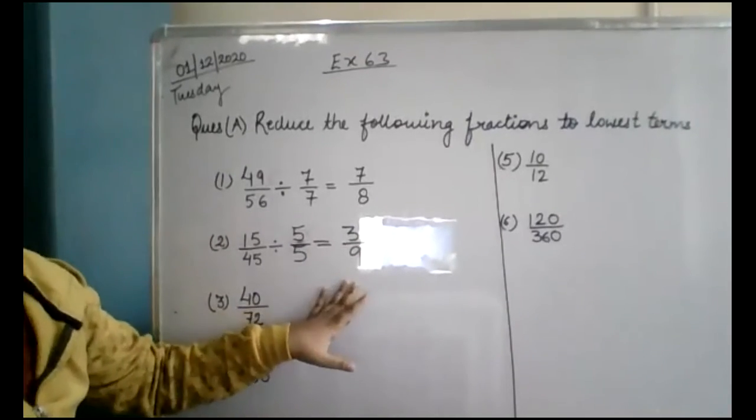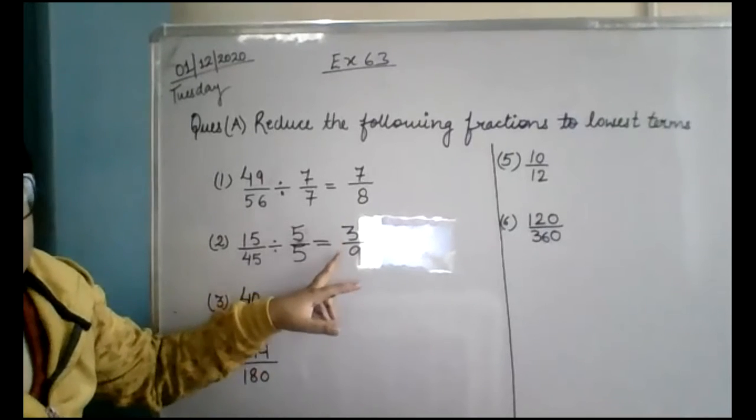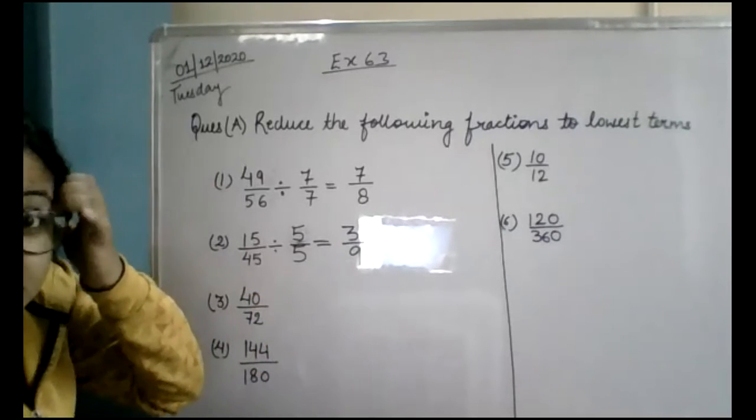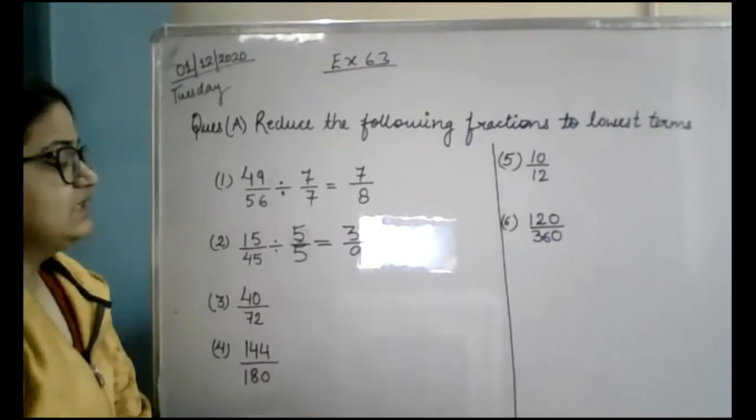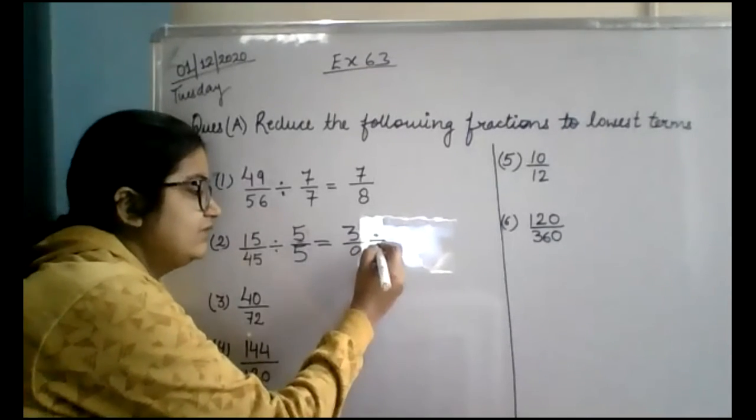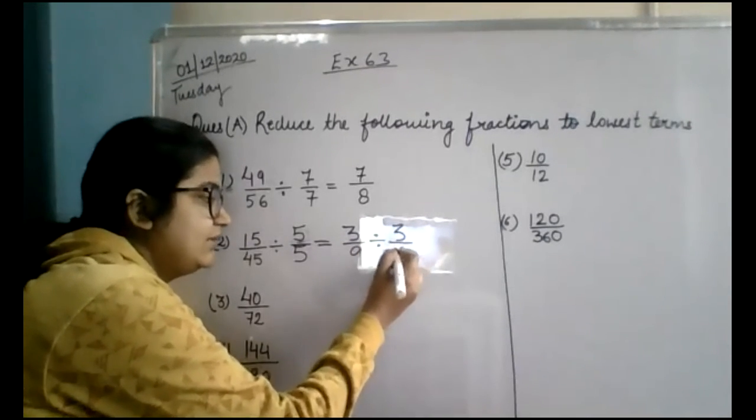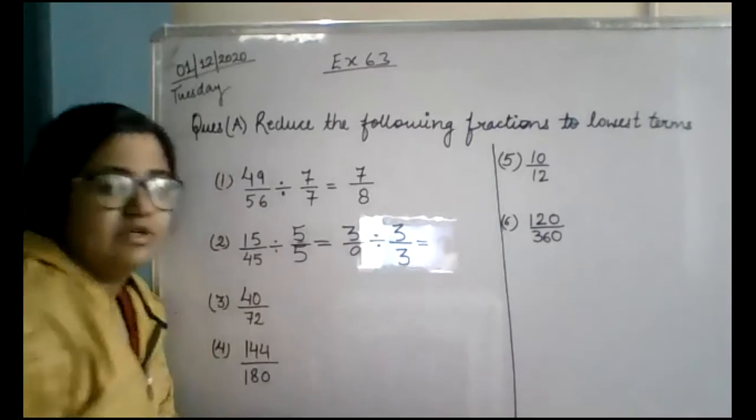Many of you have left the answer here only. Beta, check 3 and 9. Are they coming in the same table? Yes, both of them are coming in the table of 3. That's why do not leave it here. Divide by 3 and by 3 here, numerator and denominator by 3.